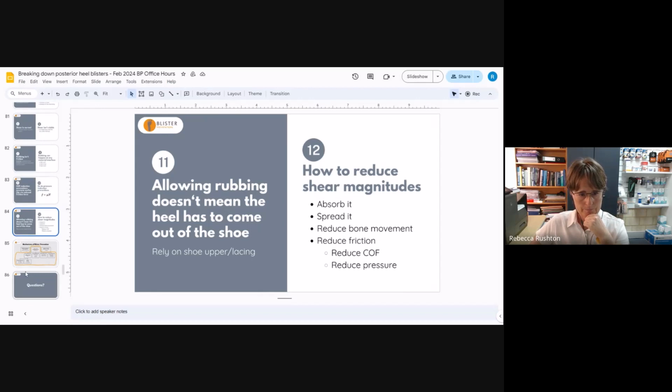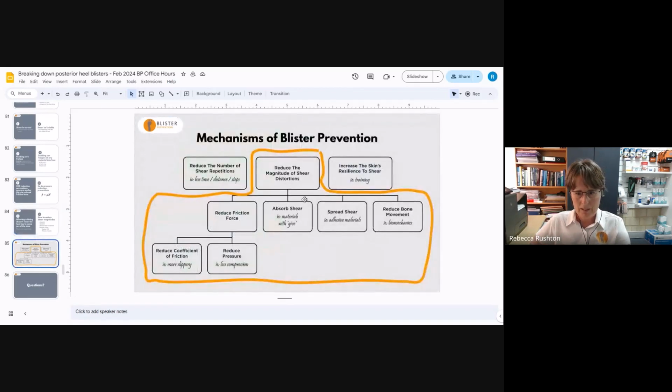And the way we can reduce shear magnitude is we can absorb it with cushioning materials, gels, Pelitech pads. We can spread it with adhesive products like moleskin and taping. We can reduce bone movement, and we can reduce friction force by either reducing the coefficient of friction or reducing pressure. And essentially, we've been mainly looking at all of these ways of reducing the magnitude of shear distortion. And we've had a quick look at the importance of repetition.